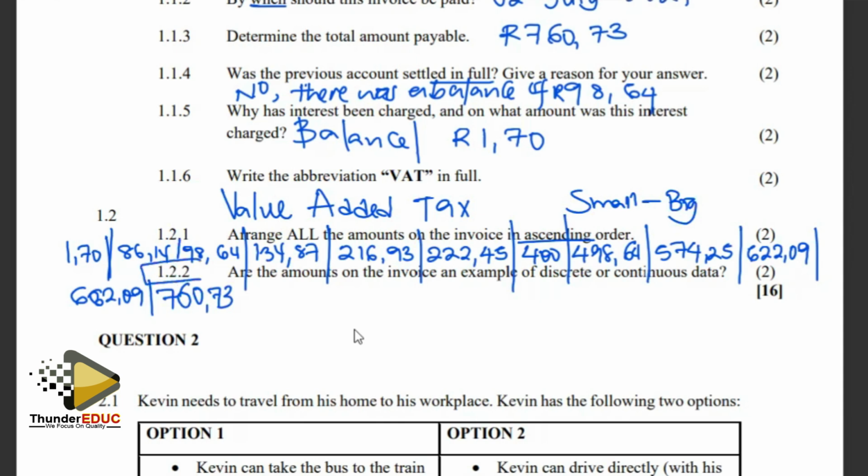Let's look at question number 1.2.2. Are the amounts on the invoice an example of discrete or continuous data? The values or amounts that you're seeing there are continuous. Why do we say continuous? The reason is that they have commas, they have decimal commas.